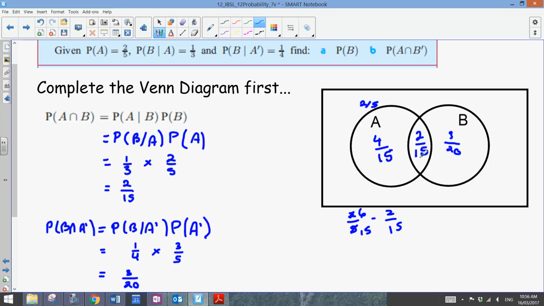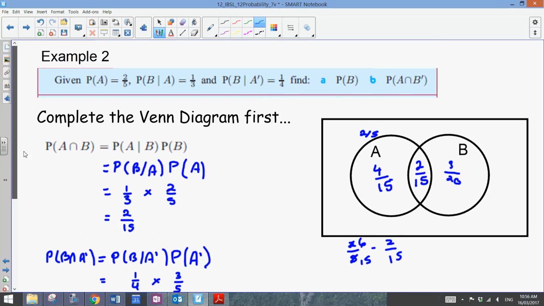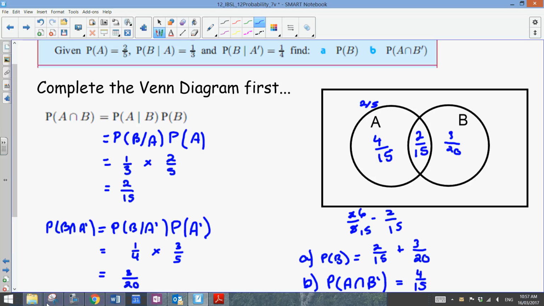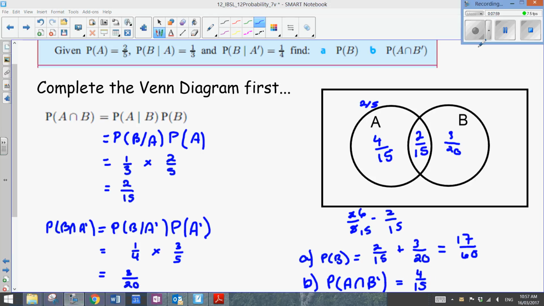Now that I've got all of this set up, I can go ahead and answer my two questions. My probability of B is going to be the 2/15 plus the 3/20. So I want to put both of those together. And then for part B, my probability of intersecting A and not B, so A and not B, we've already identified as 4/15. So we get 17/60 and 4/15.